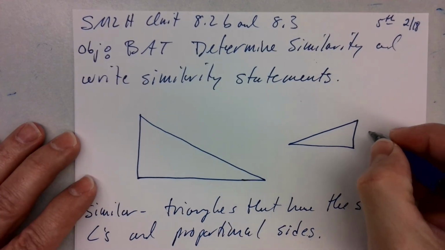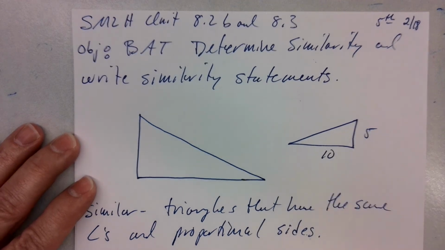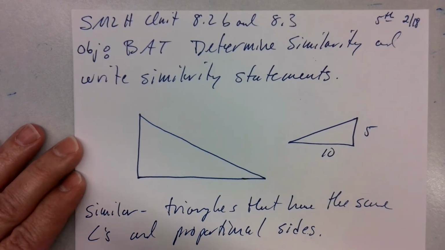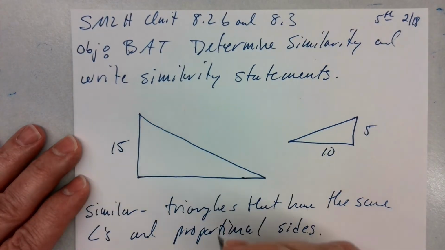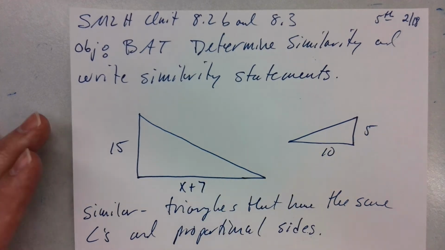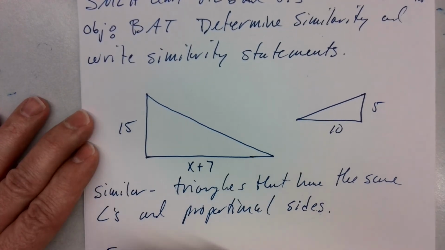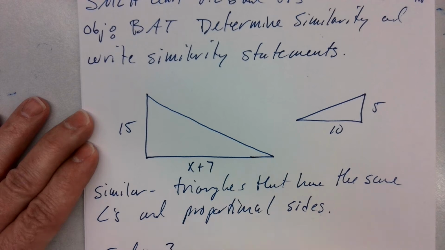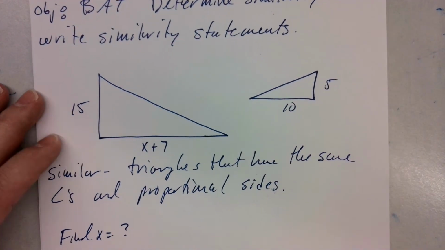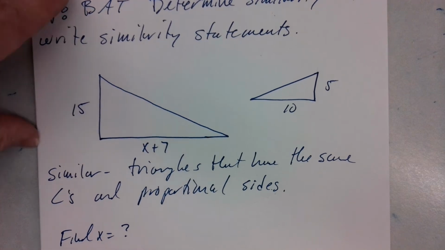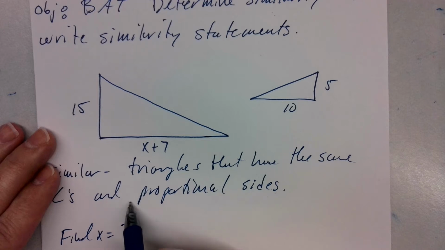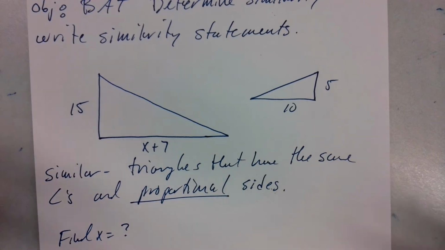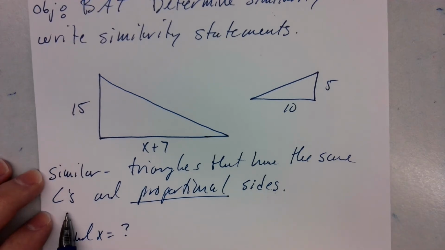Now, what you need to understand is this. If I tell you that this is 5 and I say that this is 10, and I say that this is, let's make this 15 and let's say that this is x plus 7. And I were to ask you to find x. Now, the first thing you have to assume, and I don't like how they covered this, is that in order to set up a proportion, I need to know whether or not these triangles are similar. Well, in order to be similar, the triangles must have the same angles, right?